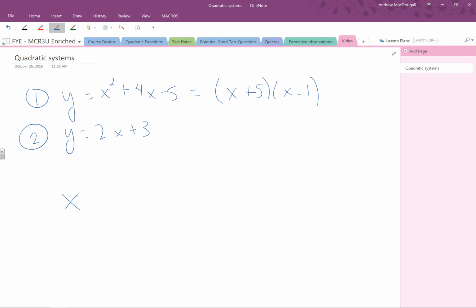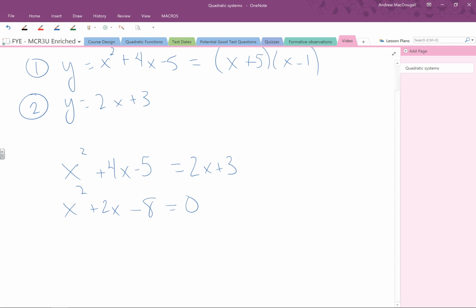We can use substitution here. Since y is both equal to x squared plus 4x minus 5 and 2x plus 3 at their point of intersection, we know they must be equal. And now this is a quadratic. We put 0 on one side, and we can solve this by factoring.